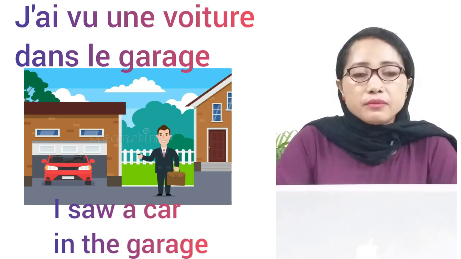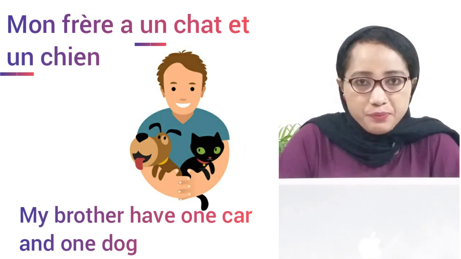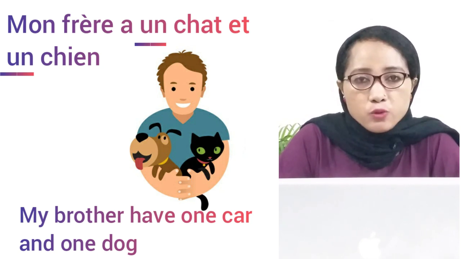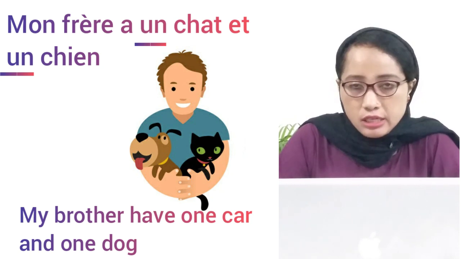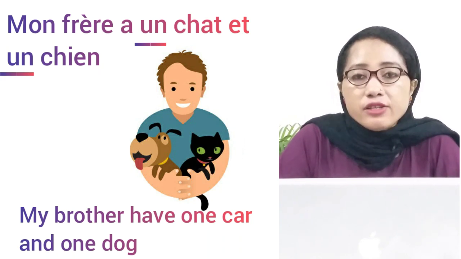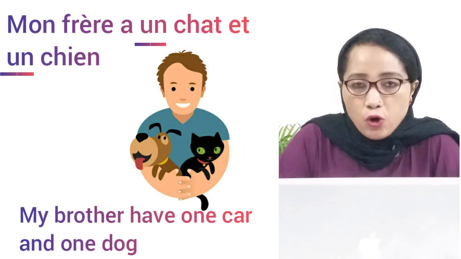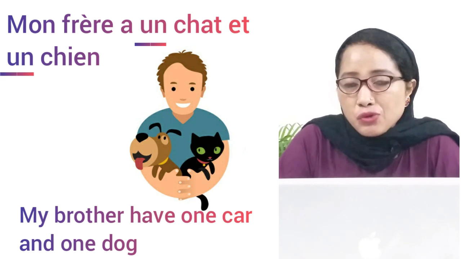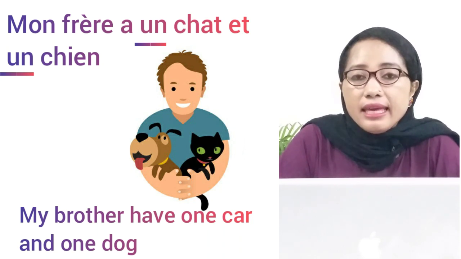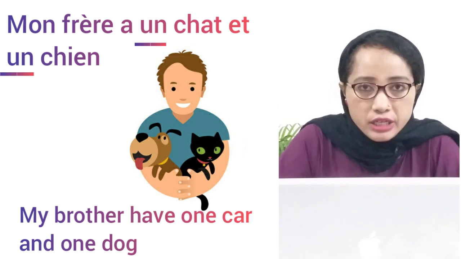Another example: mon frère a un chat et un chien. As I told you, we also use the indefinite article for countable nouns, so I use this example here to show that. Mon frère a un chat et un chien. My brother has one cat and one dog. That is a countable noun, so I use the indefinite article here. Un chat et un chien. My brother has one cat and one dog, right?